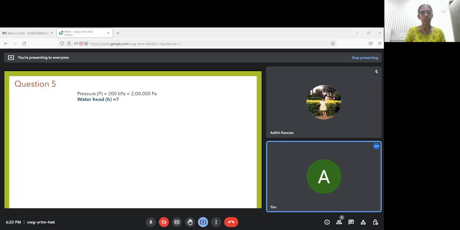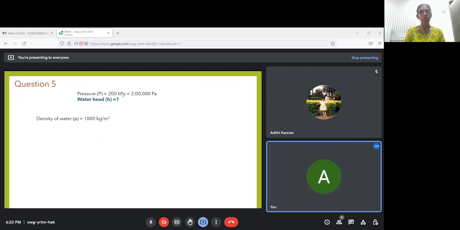Moving on to question 5. The pressure given for water is 200 kilopascals. So this can be converted into pascals as 2 lakh pascals. And we need to find out the water head, or the height of the liquid, needed to exert this certain amount of pressure.